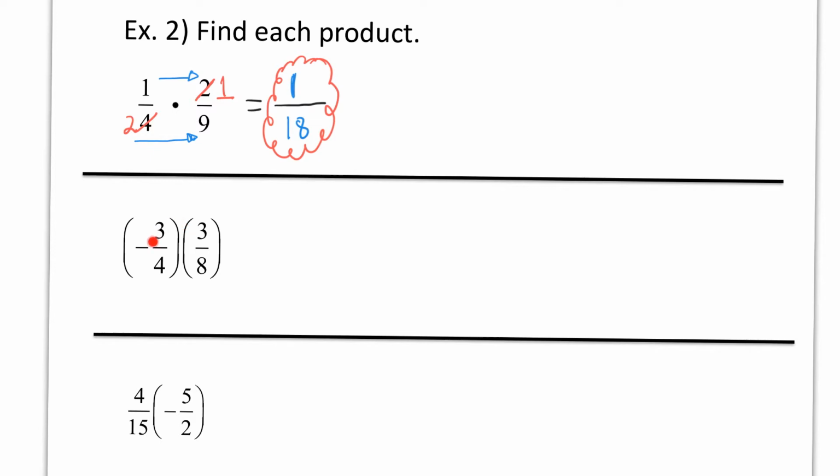So let's move on to the next one here. You do have a negative. Remember that negative is going to go to the top of the fraction. So I'm going to circle this right here and move that to the top. So I know I have a negative 3 on the top. The bottom is going to be positive. So negative 3, negative goes to the top, and the bottom is positive.